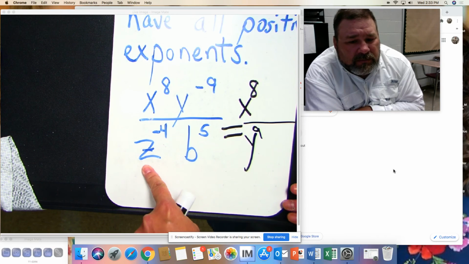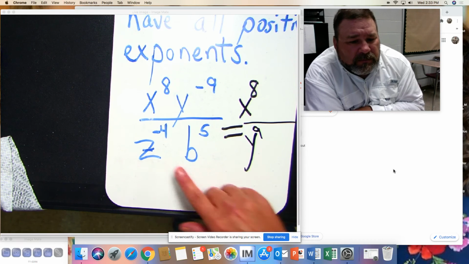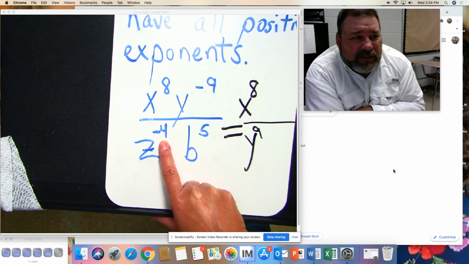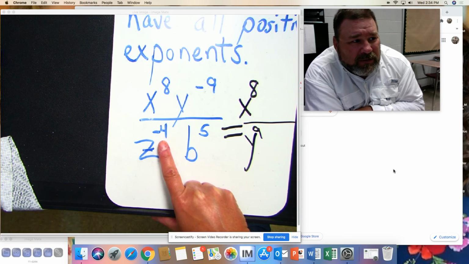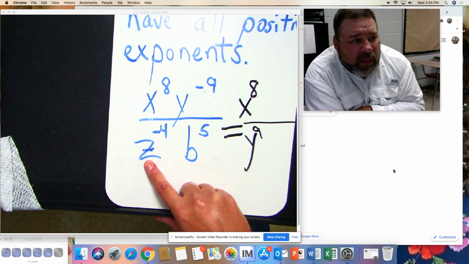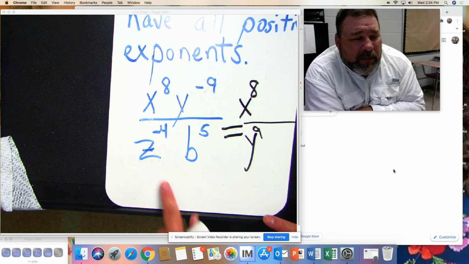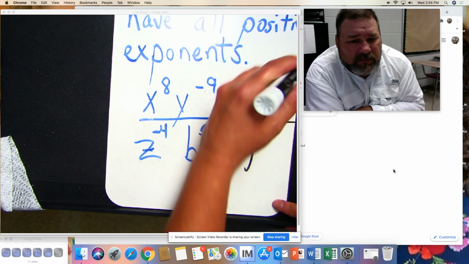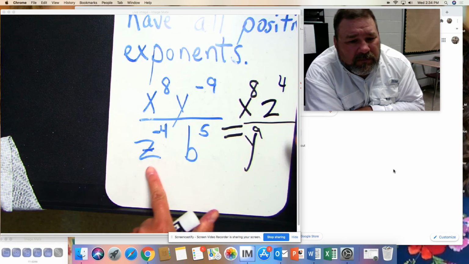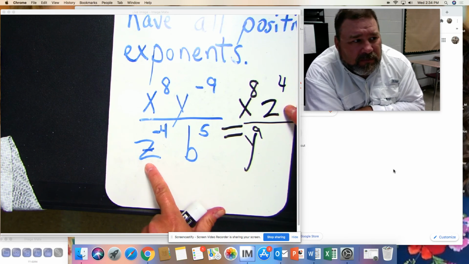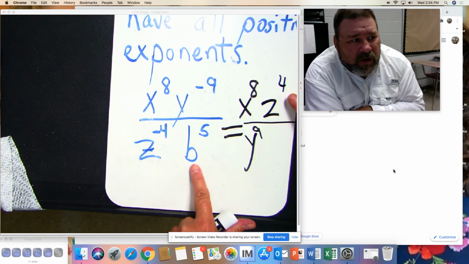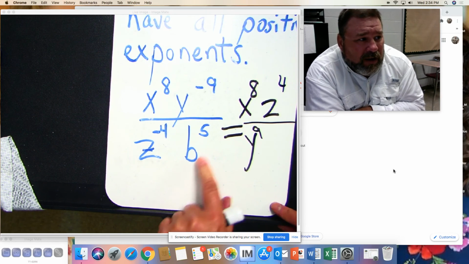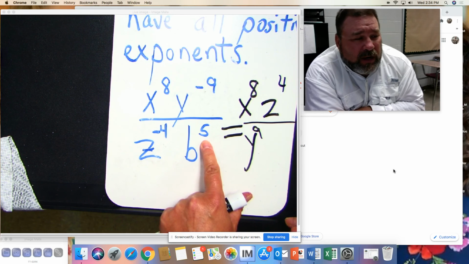Now, Z already lives downstairs, and he's raised to the -4 exponent. Z's looking pretty negative. We got to make them positive. So what would make him be happy if he lived downstairs? Well, the only way to make them happy, positive, is to move them upstairs. So as soon as he moves, the base stays the same. It's the same person, but now he's happy where he lives. Now, what about the B? Well, the B looks happy. It's positive, right? So it's okay to stay where it is.